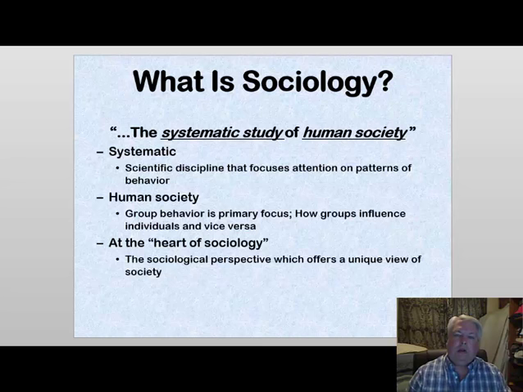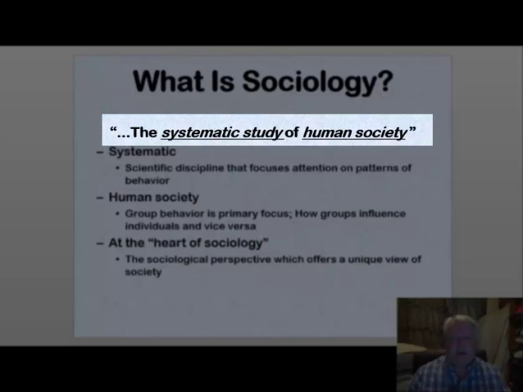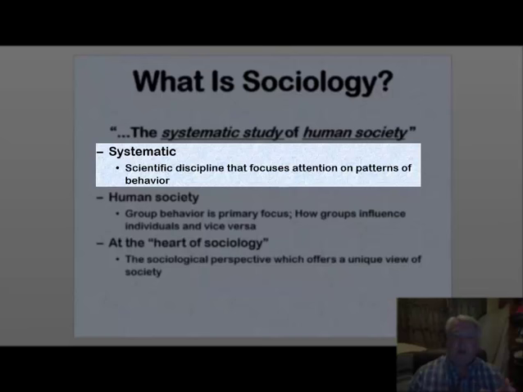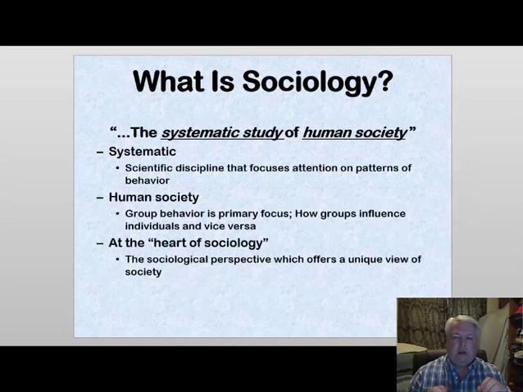So what is sociology? Well, your book explains sociology as a systematic study of human society. Systematic because sociology is a scientific discipline that focuses attention on patterns of behavior. So it's science, as we just got done talking about in the last section, and we focus on not just an individual person's behavior, but patterns of behavior, how people act in certain situations.